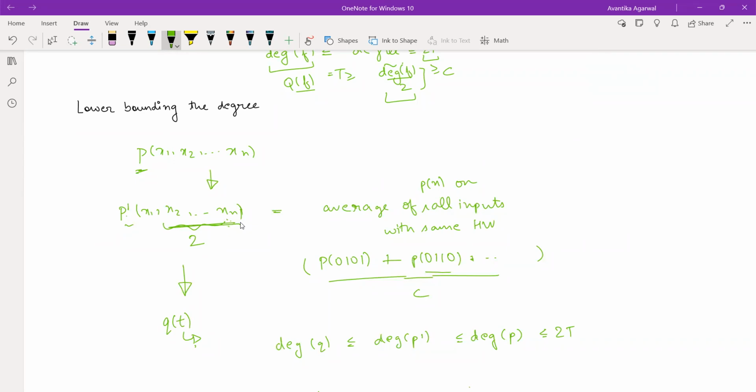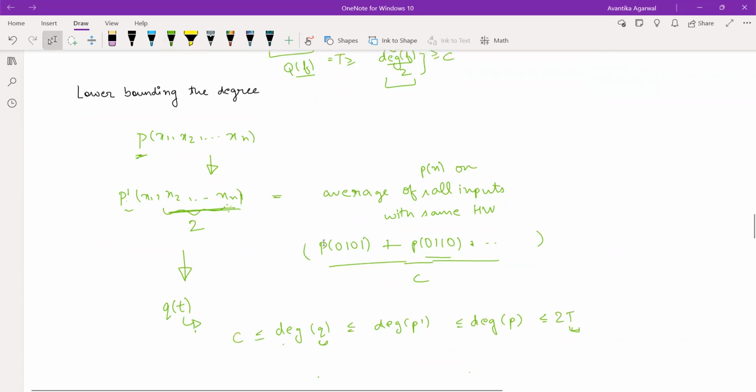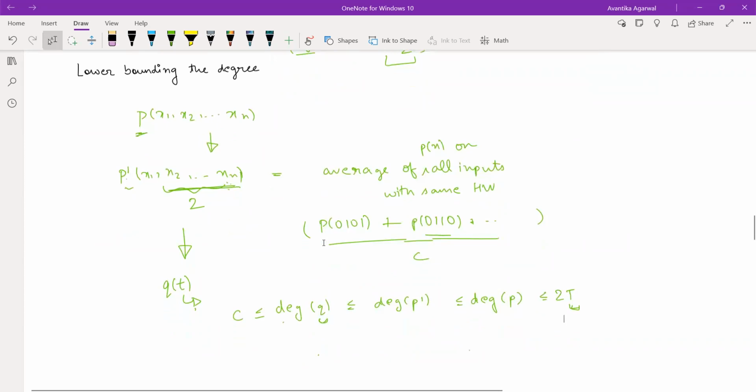So again, we are just trying to make our life simpler. If I am able to give a lower bound for this polynomial q, then I have effectively given a lower bound for our query complexity. I hope that makes sense. If anyone has any questions, they can ask.